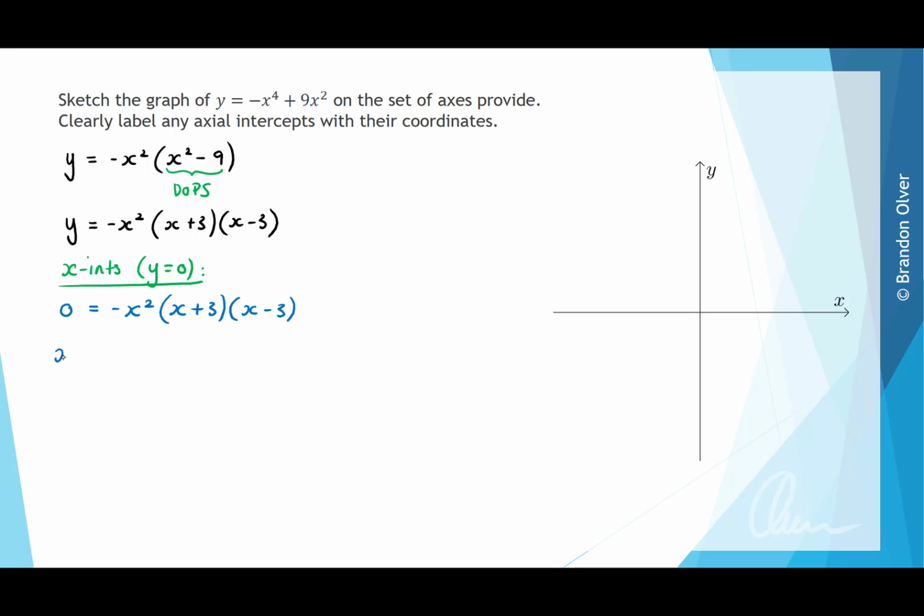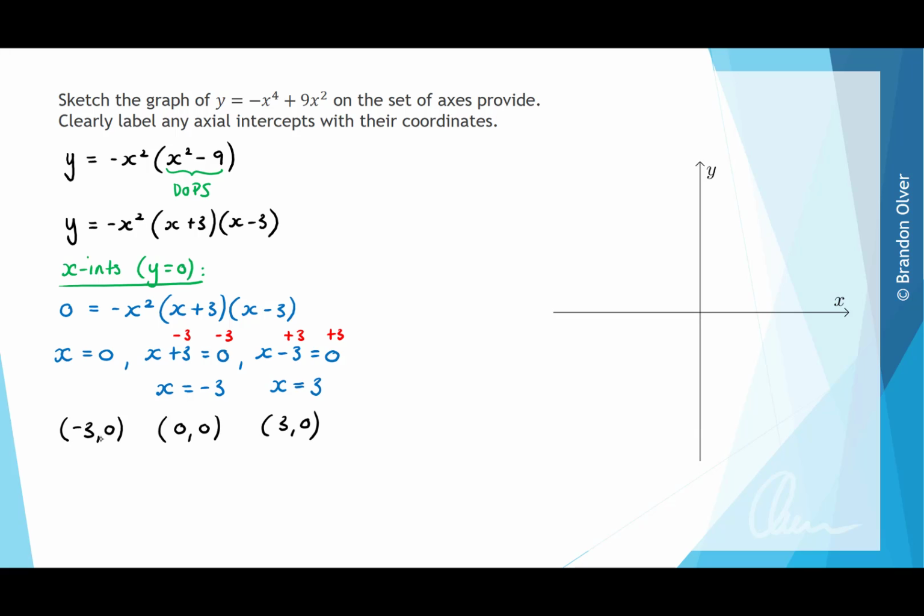Using the null factor law, we can say that x equals 0, x plus 3 could equal 0, or x minus 3 could equal 0. If we subtract 3 from both sides of this equation, we find that x is equal to negative 3, and if we add 3 to both sides of this equation, we find that x is equal to positive 3. Therefore, we have x-intercepts of negative 3, 0, 0, 0, and 3, 0 if we order them from negative to positive.